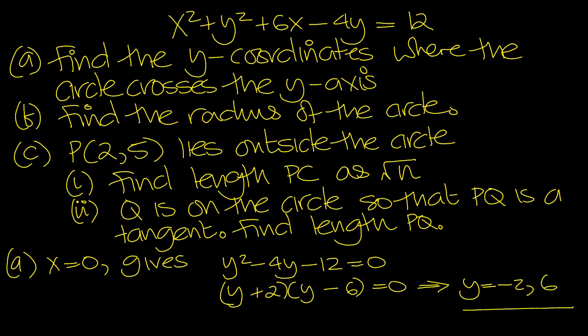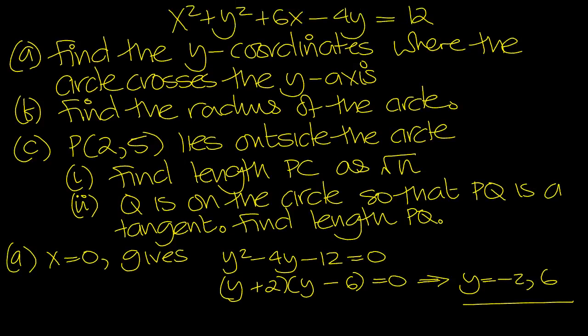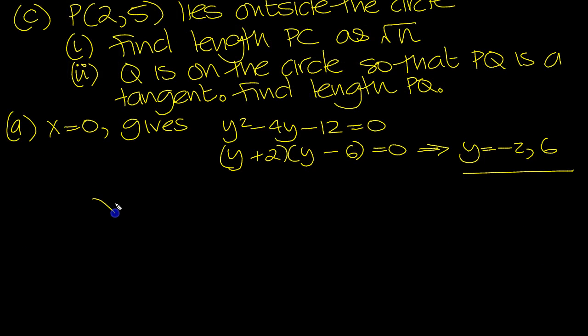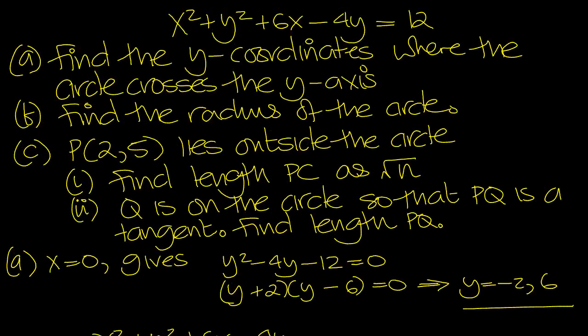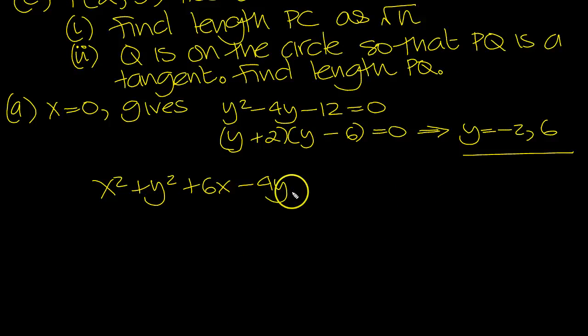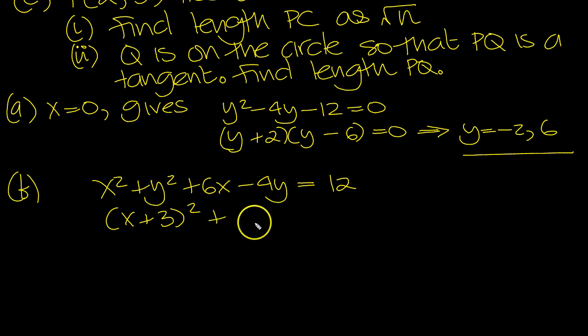So find the radius of the circle. Now here I'd like to write it in standard form. So x squared plus y squared plus 6x minus 4y equals 12. Now I'm going to write it in standard form. Half of 6 is 3, so we can write x plus 3 squared. And for the y, half of this is minus 2, so write y minus 2 squared. Now this will produce a 9, so put a minus 9. And this will produce a 4, so put a minus 4, and that will equal 12.